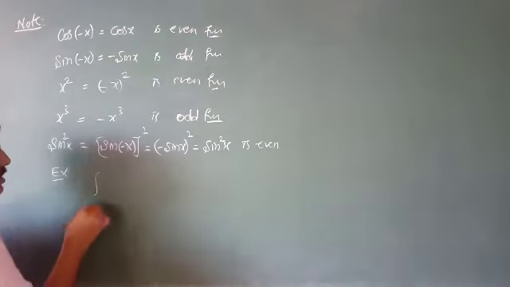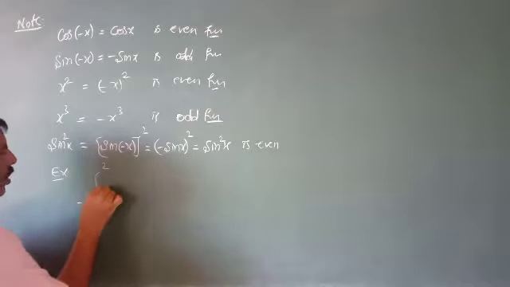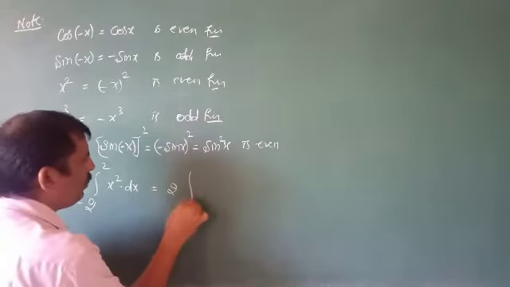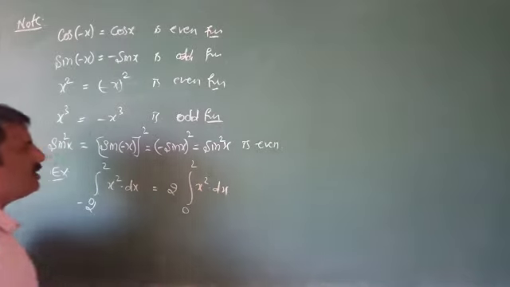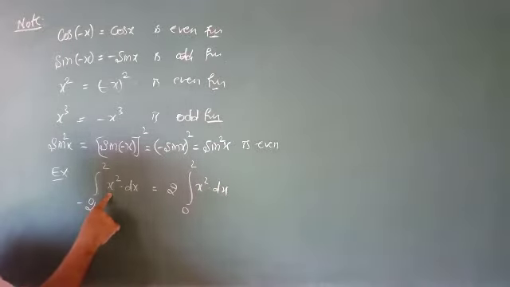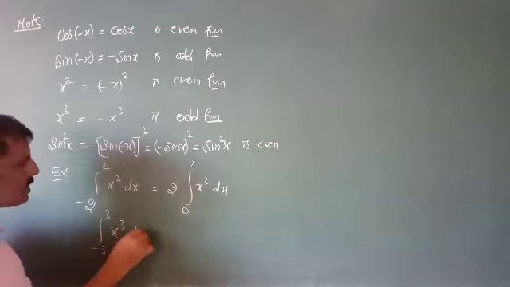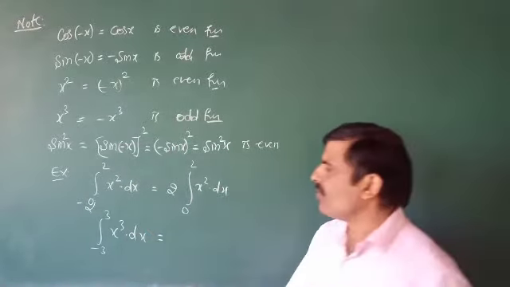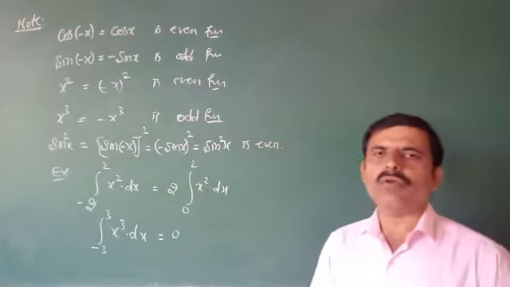Integral from minus 2 to 2 of x square with respect to x is 2 times the integral from 0 to 2 of x square dx, because x square is an even function. The integral from minus 3 to 3 of x cube with respect to x, x cube is an odd function, so the value is directly written as 0.